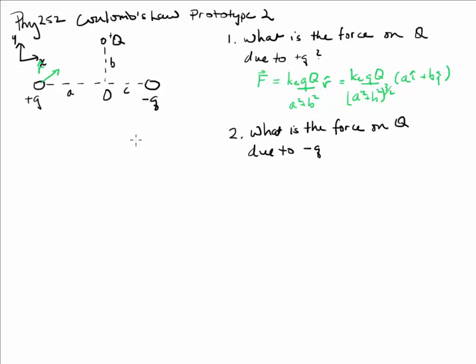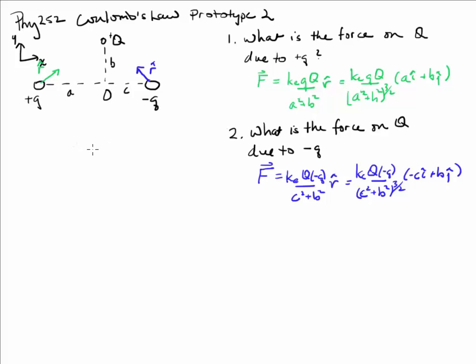What is the force on Q due to minus q? Pause the video and work your answer out. Well, this is given by k_e Q times quantity minus q over c squared plus b squared r hat. And once again, I can write it in the same form as I wrote the answer to question 1: k_e Q times quantity minus q over quantity c squared plus b squared to the 3/2, times the vector going from minus q to plus Q, and that's minus c i hat plus b j hat.